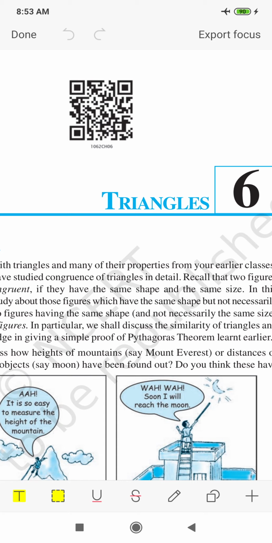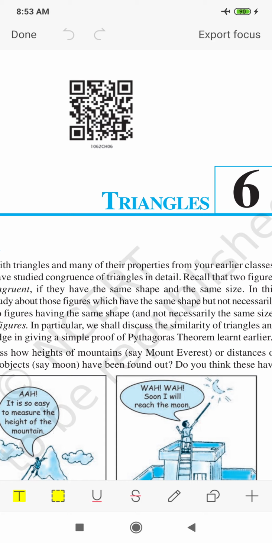So in the last class, you also learned about congruent triangles. Which triangles are called congruent triangles? If two triangles have the same shape and same size, meaning they have equal angles and equal sides, then the two triangles are called congruent triangles.